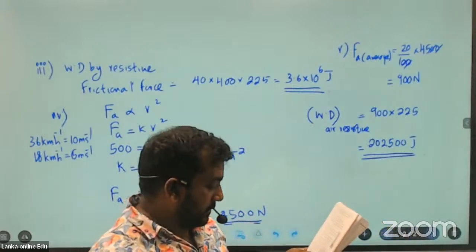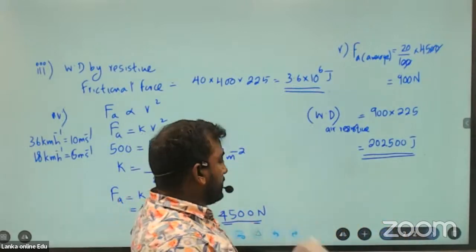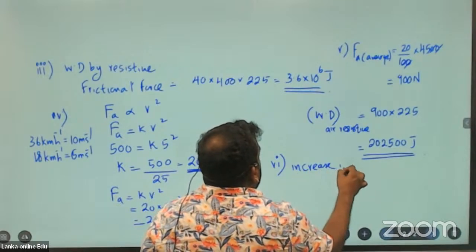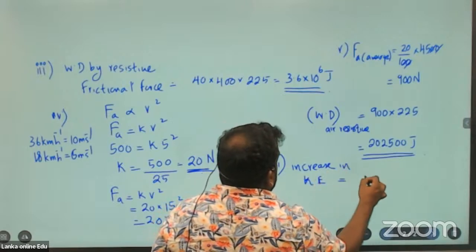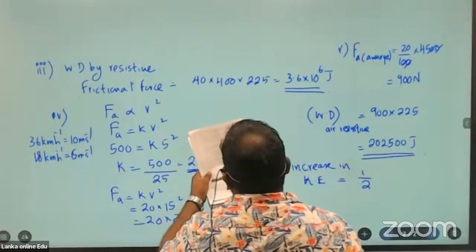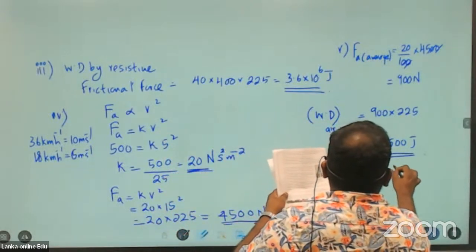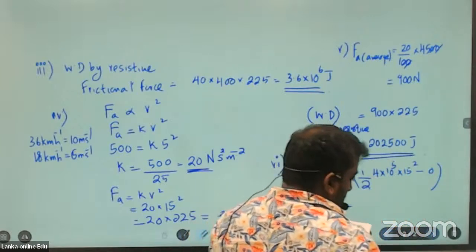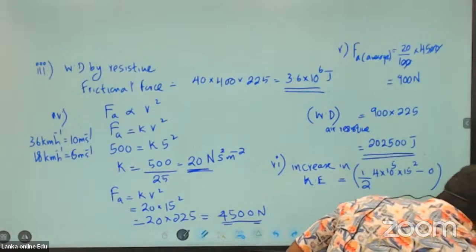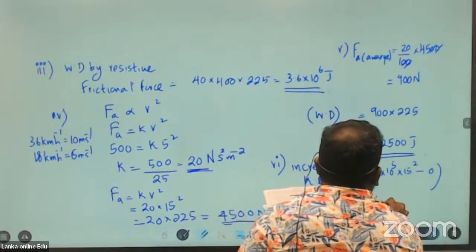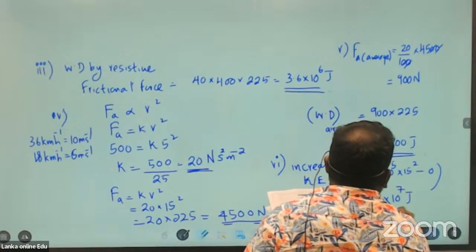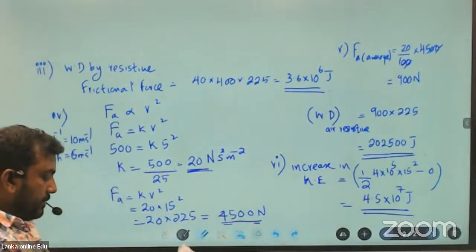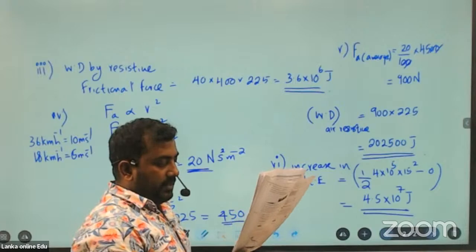202,500 joules. Find the increment of kinetic energy during this time. Increase in kinetic energy is final kinetic energy minus initial. I have given you the mass, no? Half into 4 10 to the power 5 into 15 squared minus initial. Simplify this: 4.5 10 to the power 7 joules.